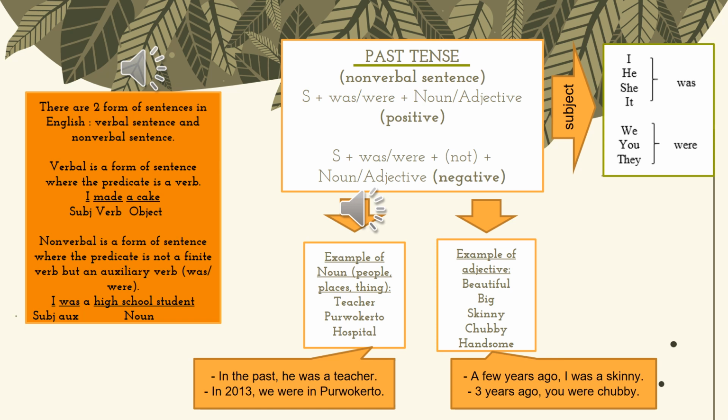Please remember, when we use I, he, she, and it, the auxiliary verb that we use is was. And when we use the subject we, you, they, the auxiliary verb that we use is were.